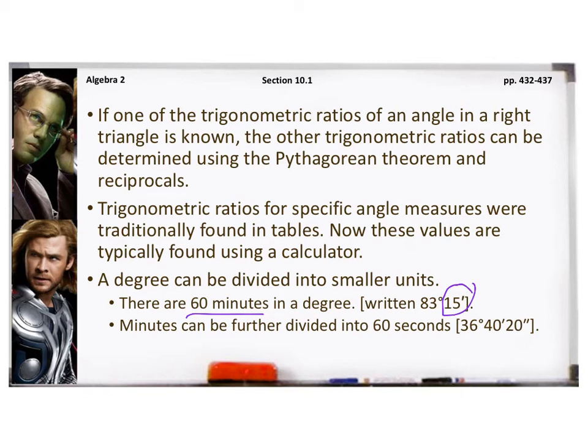Minutes can be further divided into 60 seconds. So there's 60 seconds in a minute. It's denoted by the double apostrophe, quote marks, 36 degrees, 40 minutes, 20 seconds. Okay, that's just defining down closer the size of the angle. You should recognize these because this is used in GPS.